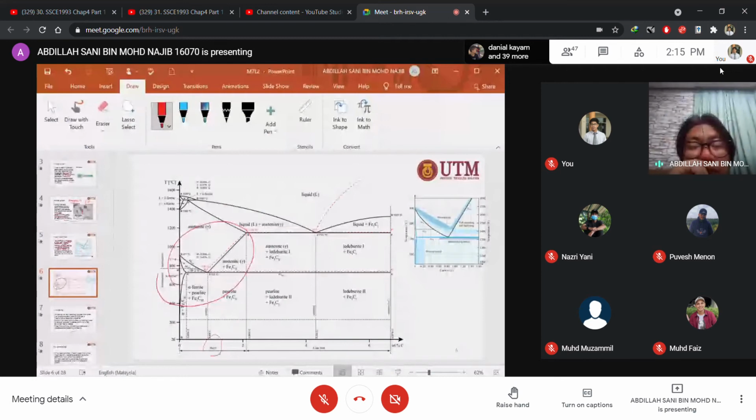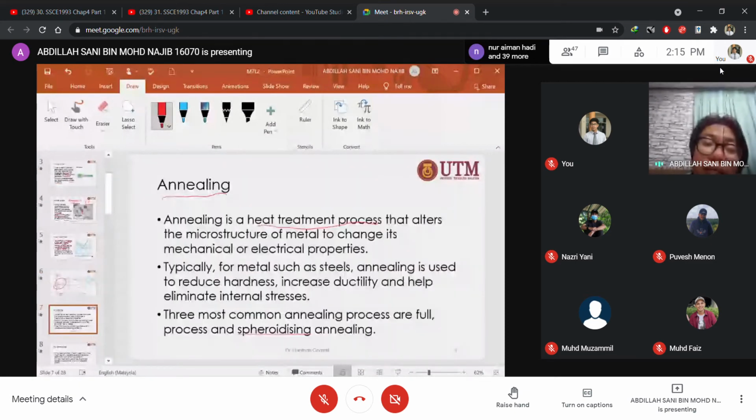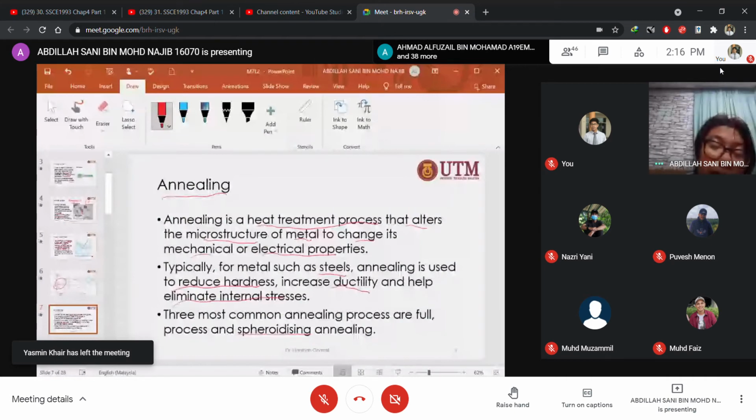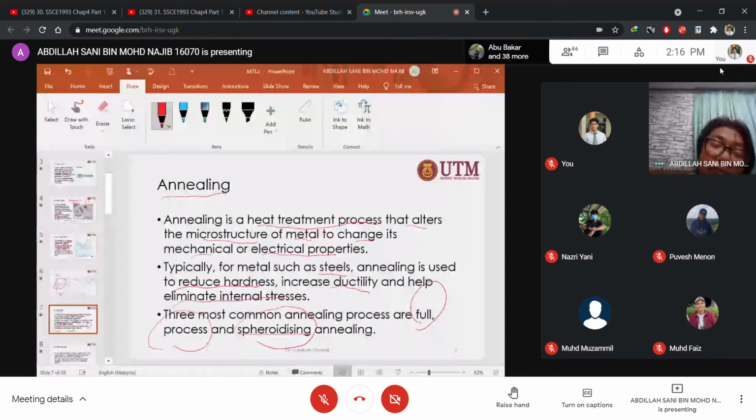Annealing, in definition, is a heat treatment process that alters the microstructure of metal to change its mechanical or electrical properties. Annealing is used to reduce hardness, increase ductility, and help eliminate internal stress. This annealing process can be divided into three most common processes: full annealing, process annealing, and spheroidizing. So we are going to take a look at those three. Let's see the full annealing first.